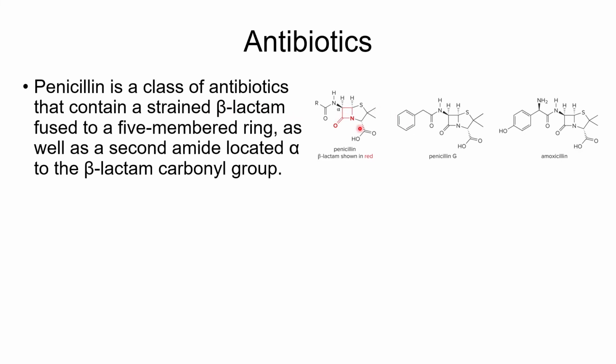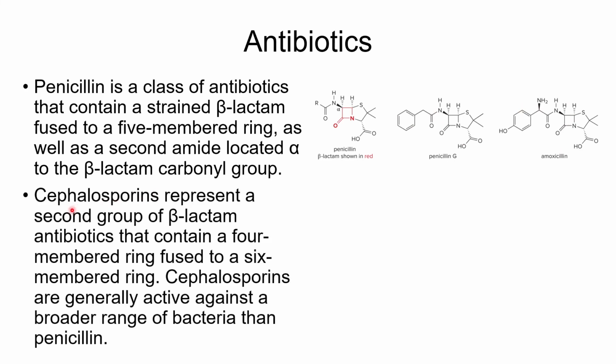that's fused to a 5-membered ring that has a sulfur in it and has a carboxylic acid over here and has this particular stereochemistry at the alpha carbon, and that nitrogen is an amide. And you'll see this on all of the different penicillin derivatives, the different varieties of penicillin.